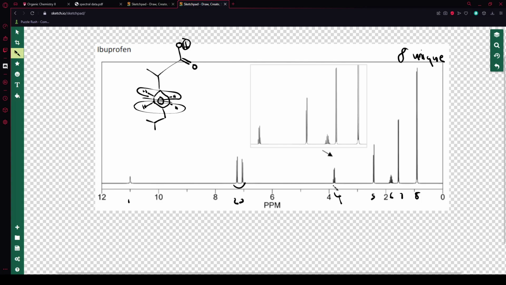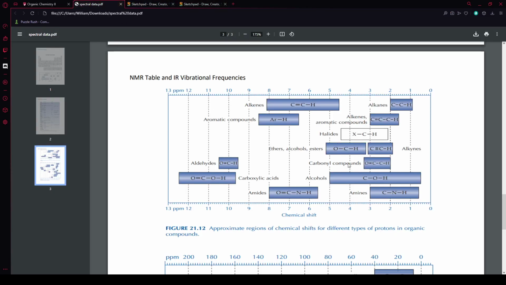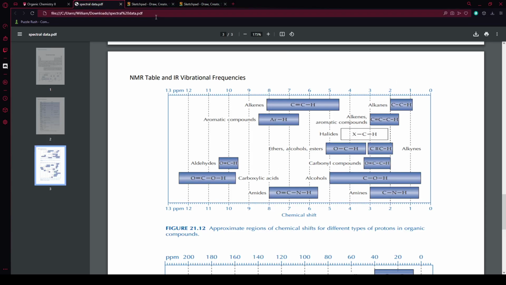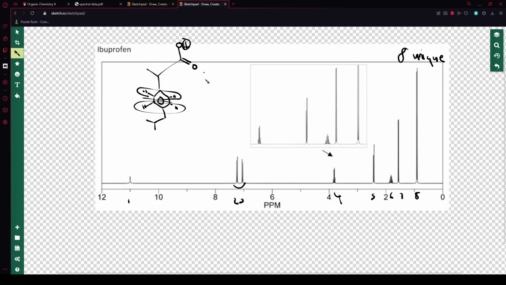And then if we look at our peak at 4, as you'll recall, that's going to be a hydrogen attached to a carbon that is attached to an oxygen, likely. Or let me go back and just look at that real quick. Yeah. And we don't actually have one of those here.